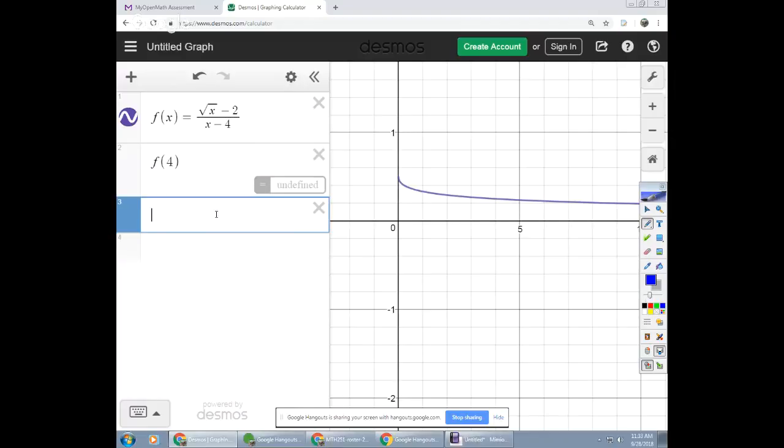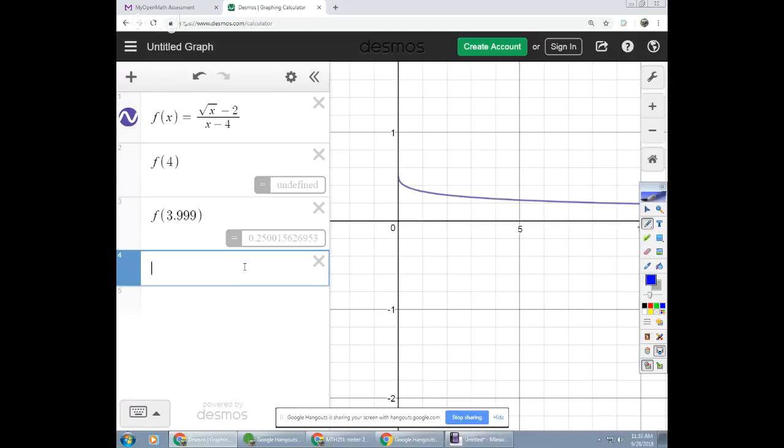So let's just get close to it. f of 3.999 maybe, on one side. On the other side, f of 4.001. We get 0.25002-ish and 0.24998-ish. What's right in the middle of those two numbers?